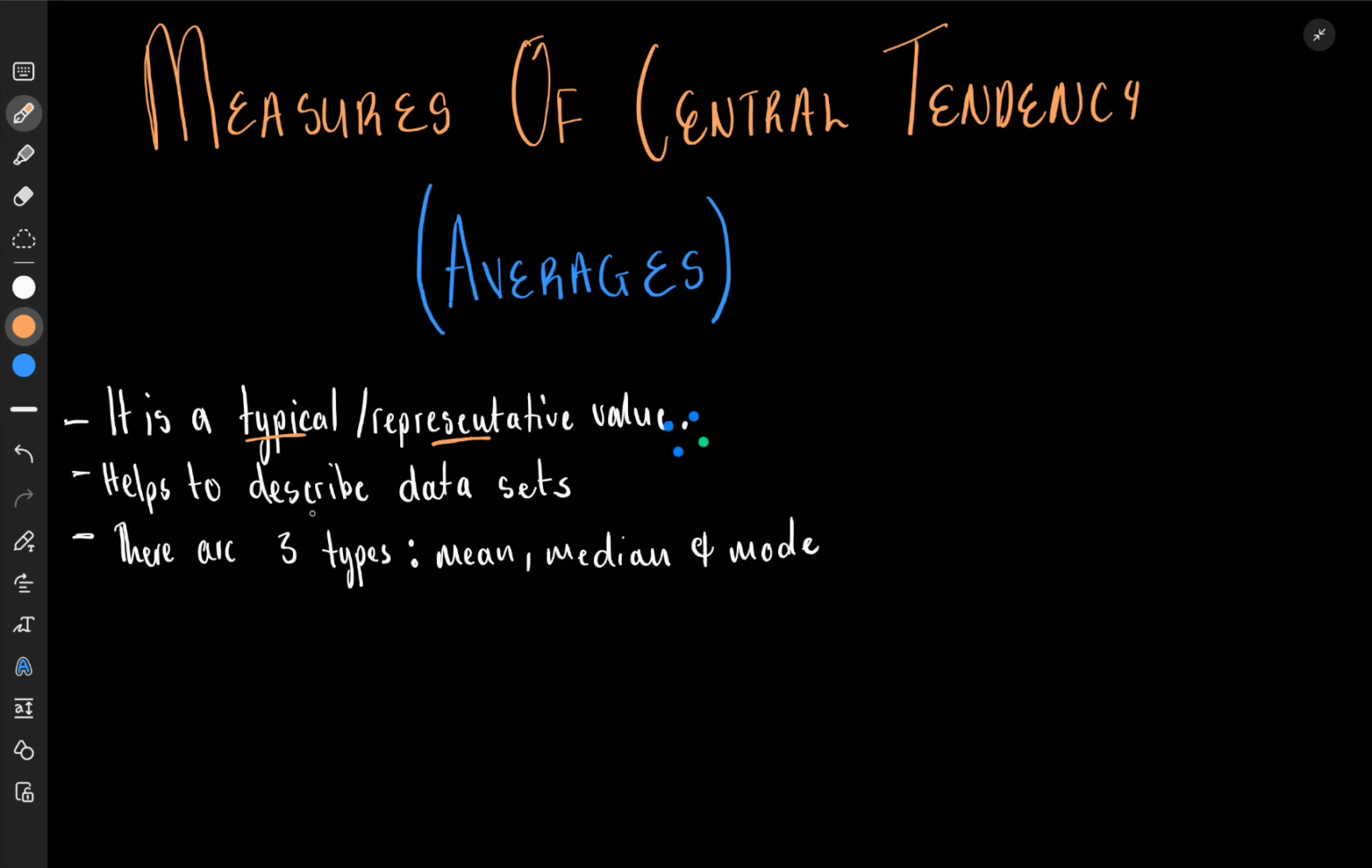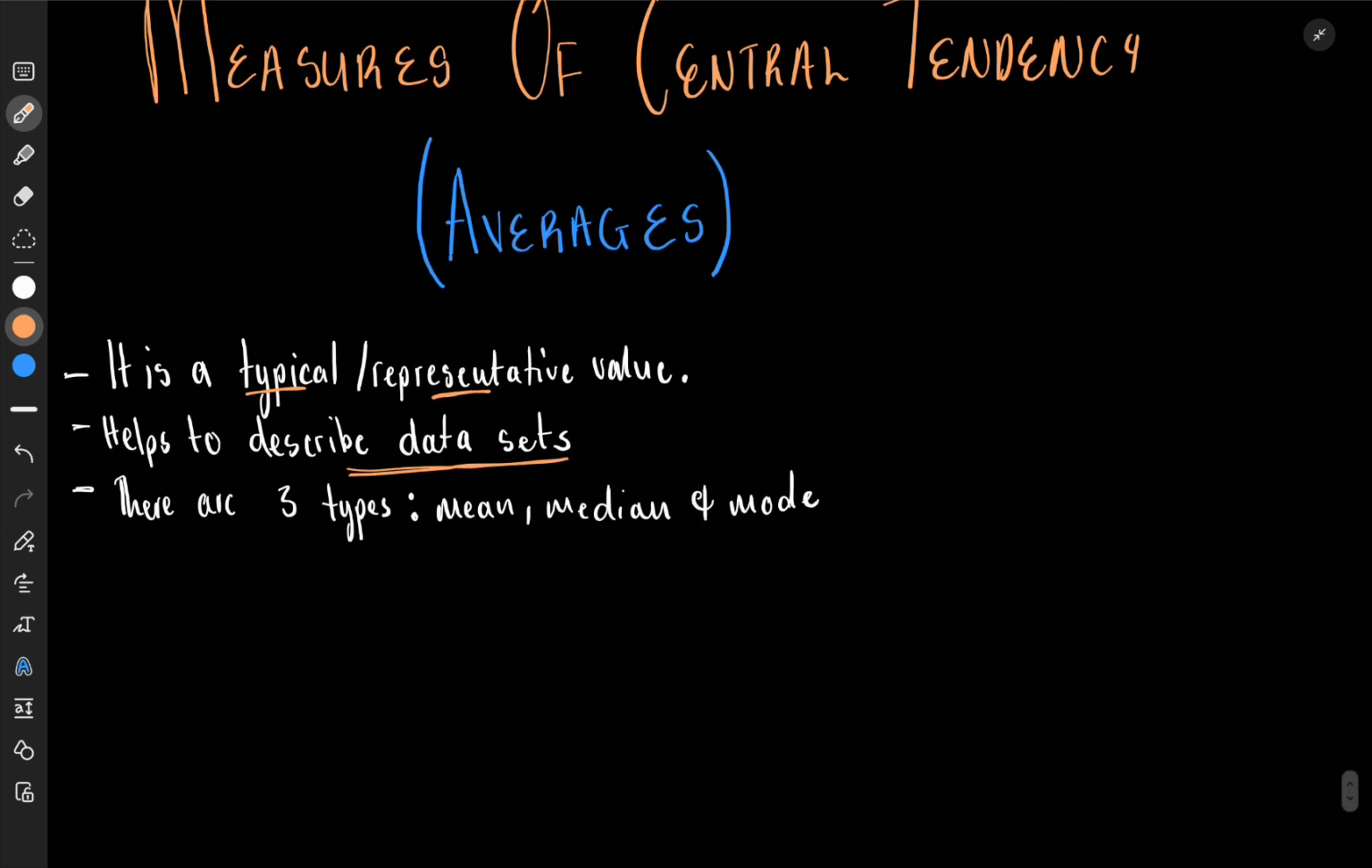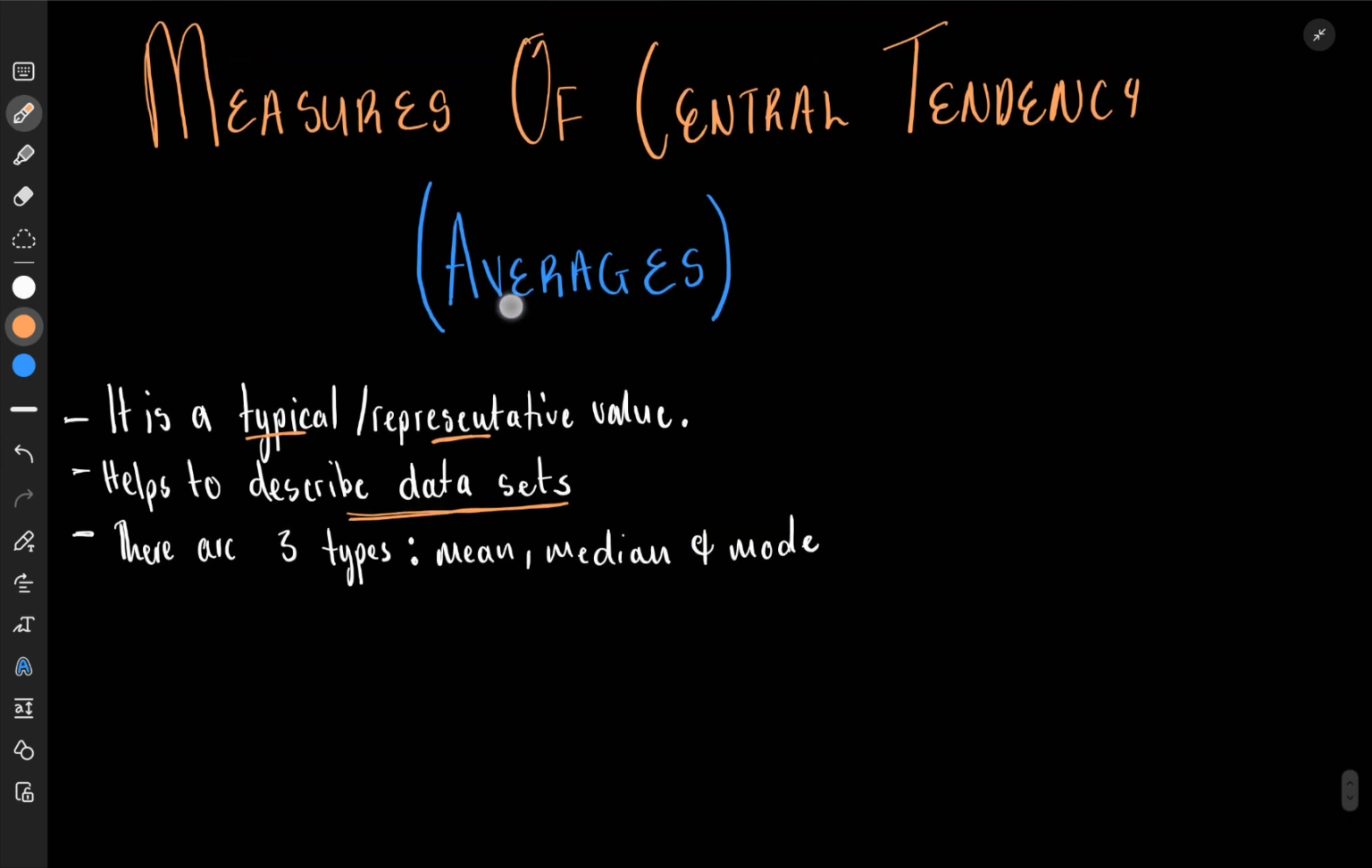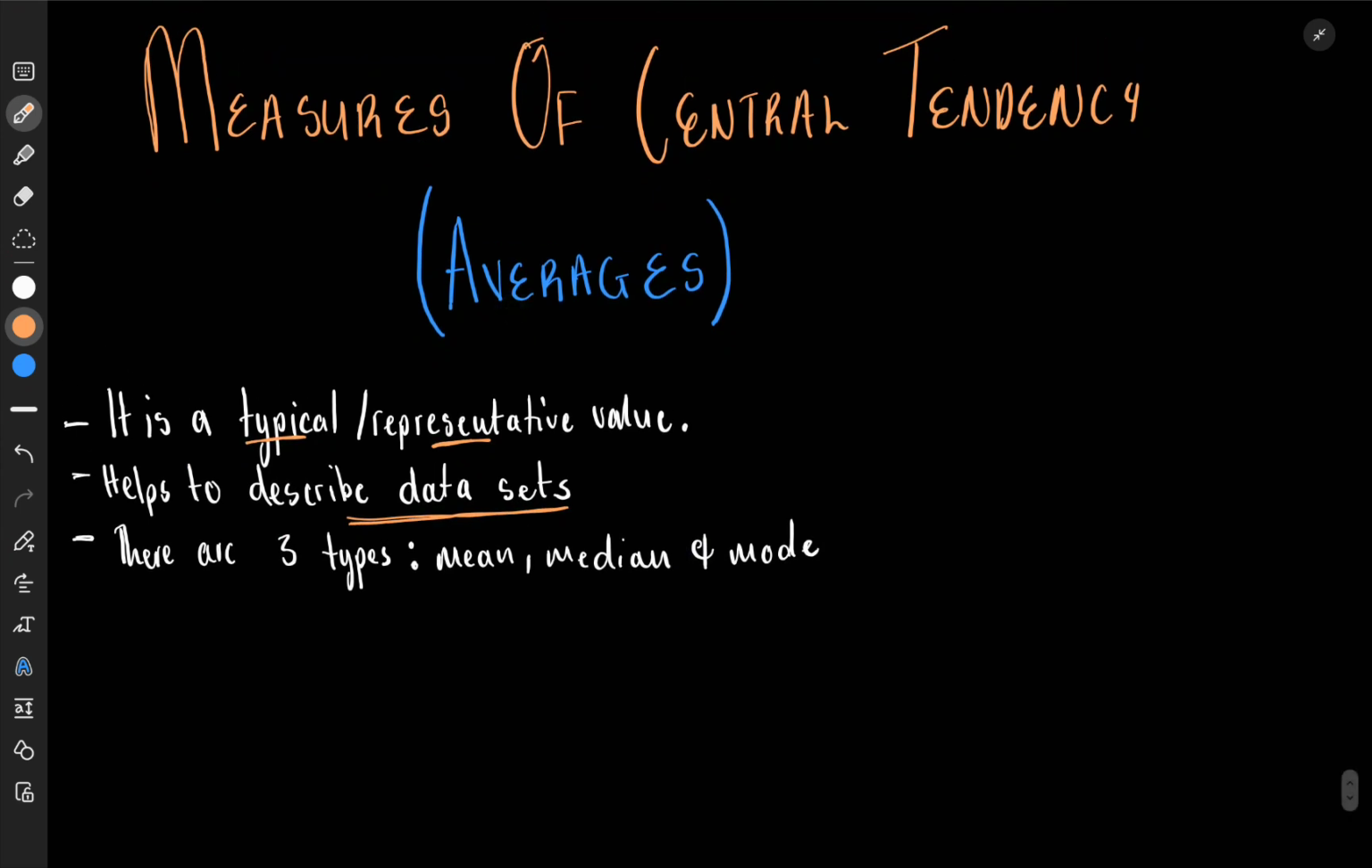Now, the second line says it helps to describe data sets. So we can have an idea of a set of data by using this value. It describes our data in some way. Let me explain to you. When we say we have these measures of central tendency, it's a representative value or a typical value. And there are three types of averages, or measures of central tendency. One could be the mean, or you could have the median, or you could have the mode. These are all averages, or they are all measures of central tendency.